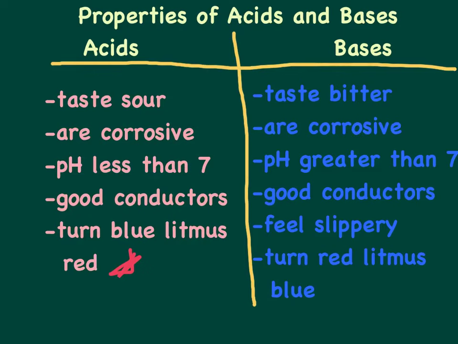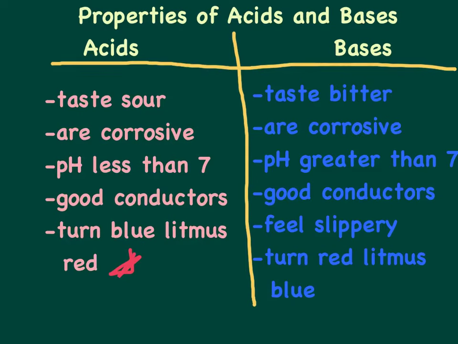Bases are also corrosive. A lot of people don't realize this. They think that just the acids are corrosive, but bases are equally corrosive when it's a strong base. For example, bleach is a strong base, and you would never put your hand in bleach and leave it there. You would end up with a pretty nasty chemical burn.